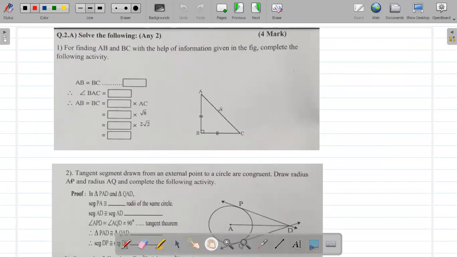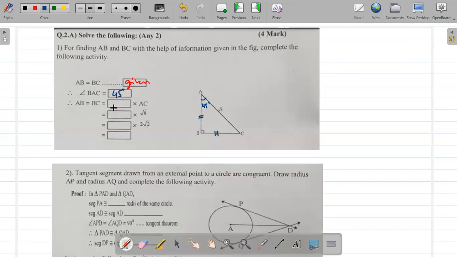Yeah, moving on to question number 2A. In this question, this is a question which was already done in the first paper. It was there in that paper as well. Here AB equals BC, this part is given. So we could mention given over there. Angle BAC in this case is 45 degrees since this is an isosceles triangle. So BAC is 45 degrees.